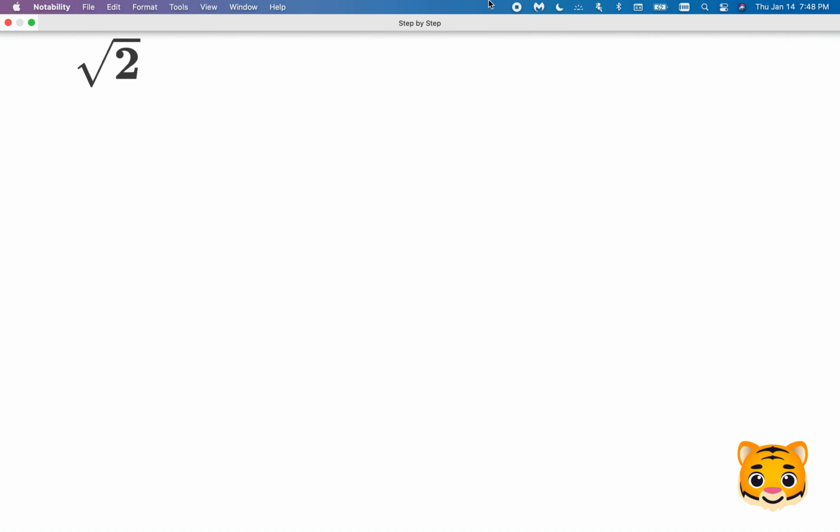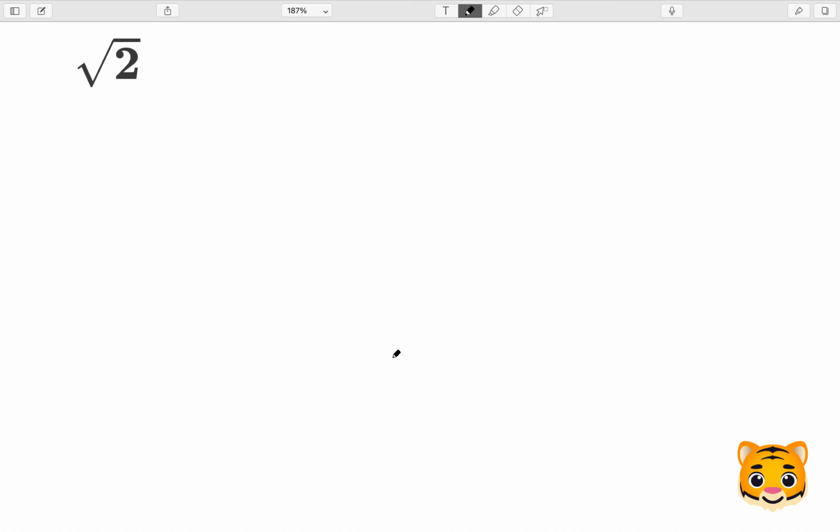In this problem, we will be estimating the square root of 2. In order to do this, we will look at both whole number estimations and tenths place estimations. To find a whole number estimation, we first want to look at perfect squares nearby to 2.